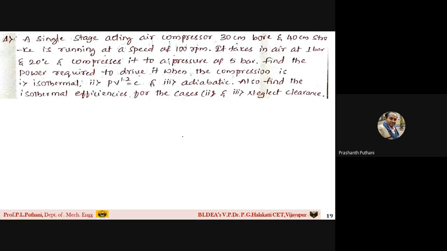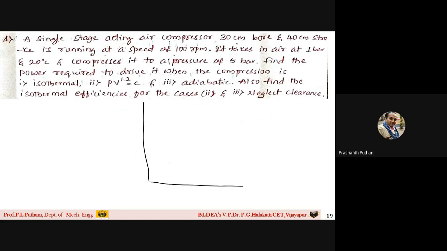Okay. So now you need to find out the power required for what process? Compression. P into V to the power of 1.2 is equal to C, which means it is a polytropic process. You need to find this one. If you plot a graph, there is no clearance volume in this particular problem. So when you plot a graph, how it looks, please observe.